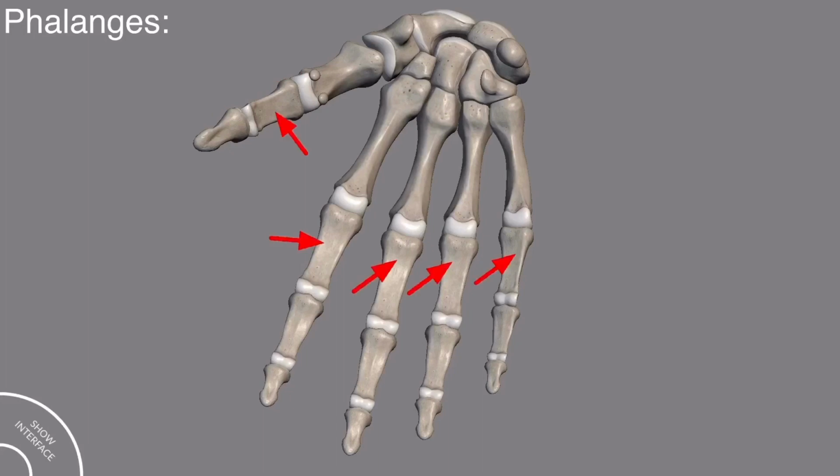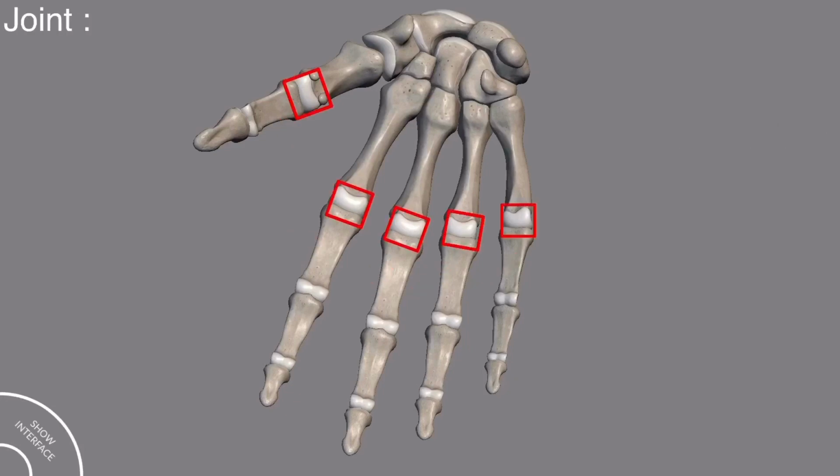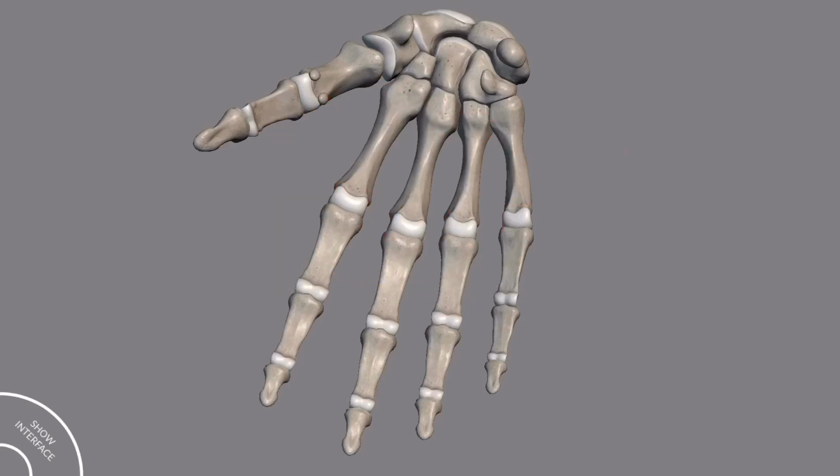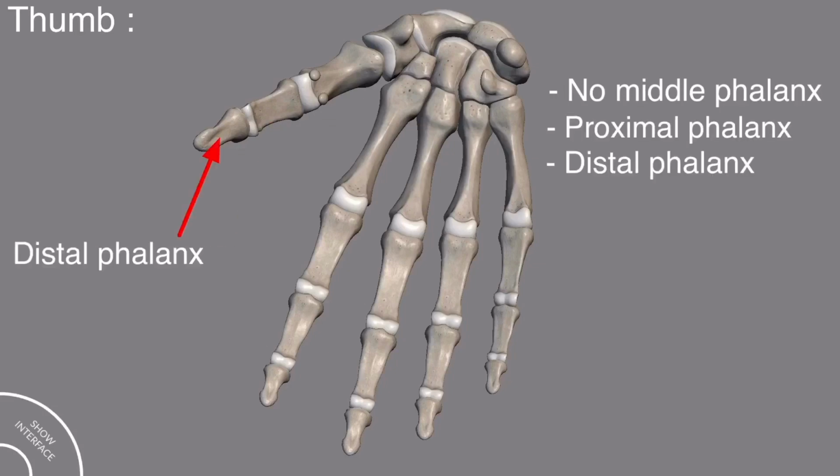The first phalanx bone in each finger is called the proximal phalanx, and the joint between the metacarpal and the proximal phalanx is called the metacarpophalangeal joint. The last bone in each finger is called the distal phalanx, and the bone that is present between the proximal and the distal phalanx is called the middle phalanx. The thumb has no middle phalanx bone. It has only proximal phalanx bone and distal phalanx bone.